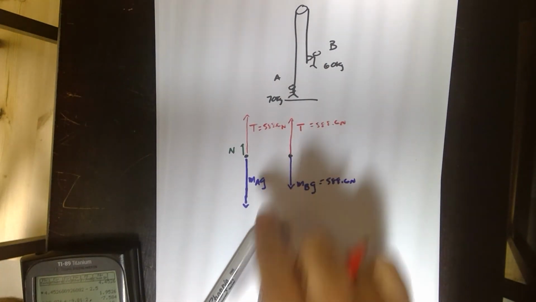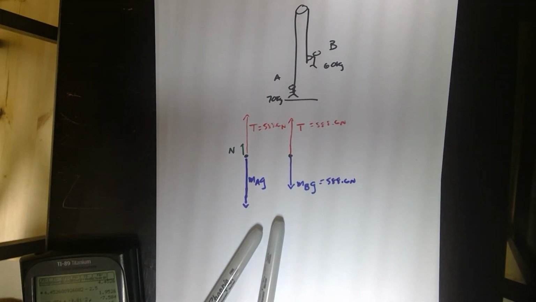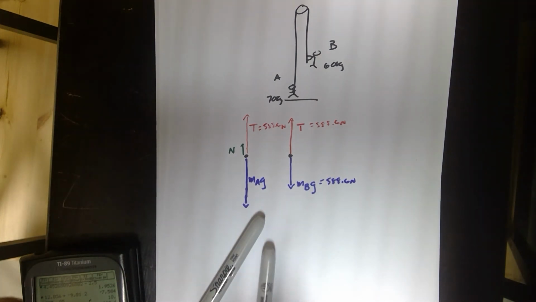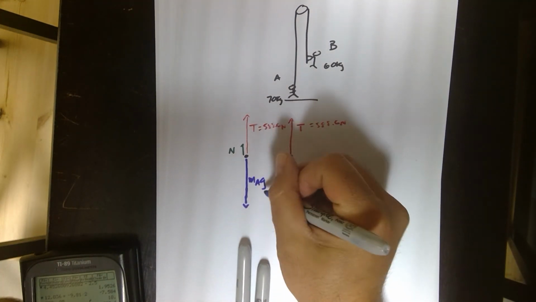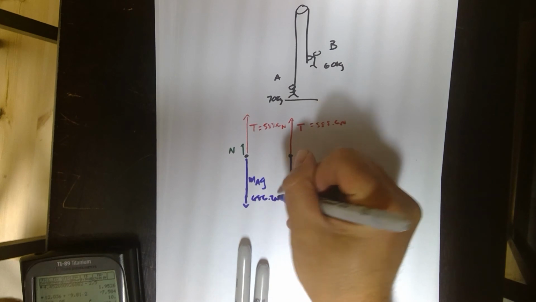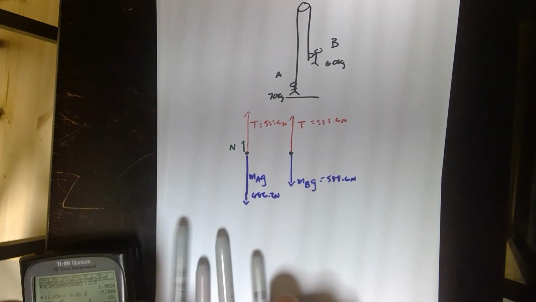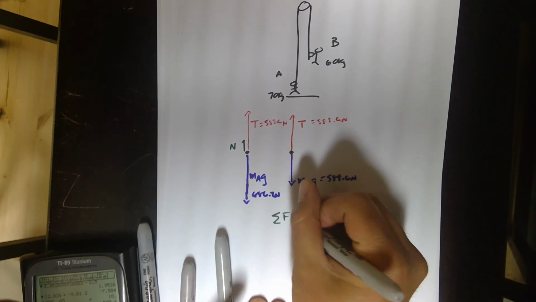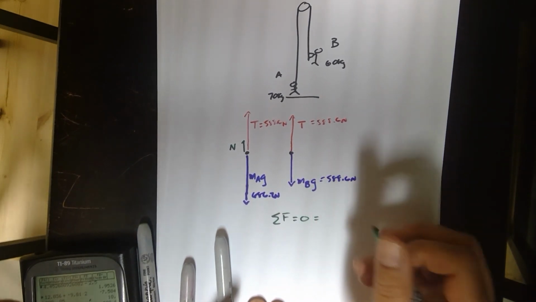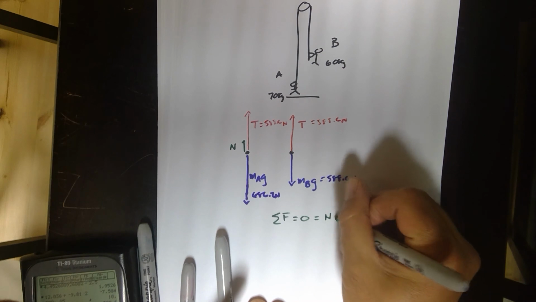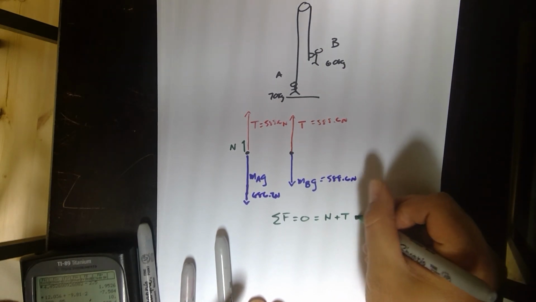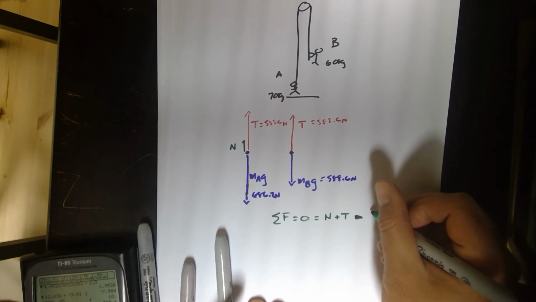And then this person here would be 70 times 9.81. So that ends up being 686.7 newtons. And the net force acting on person A is 0. So if we did sigma F equals 0, because all forces are balanced on this person, N is up, T is up, and then it's supposed to be a minus sign right there.